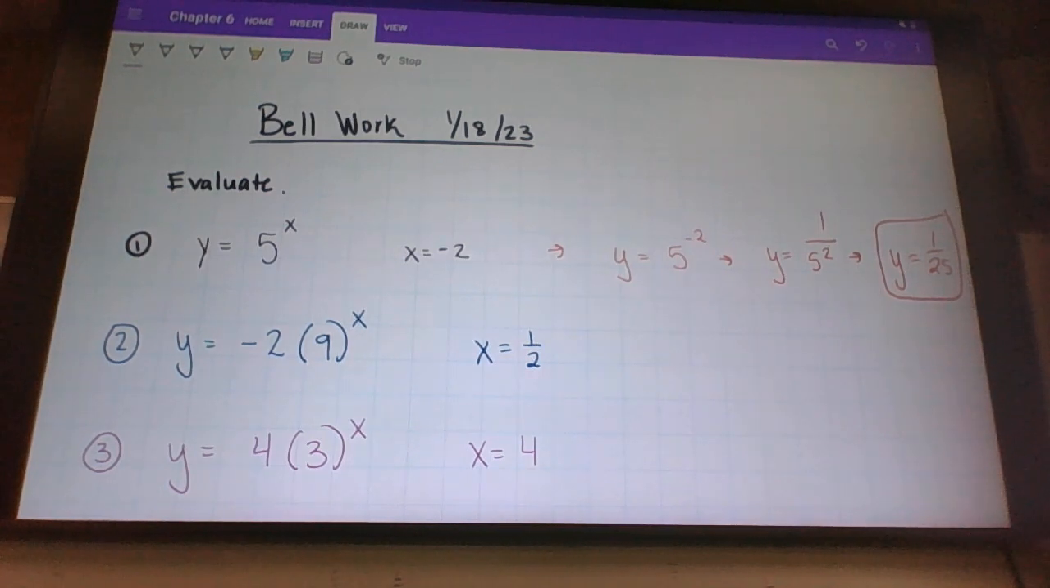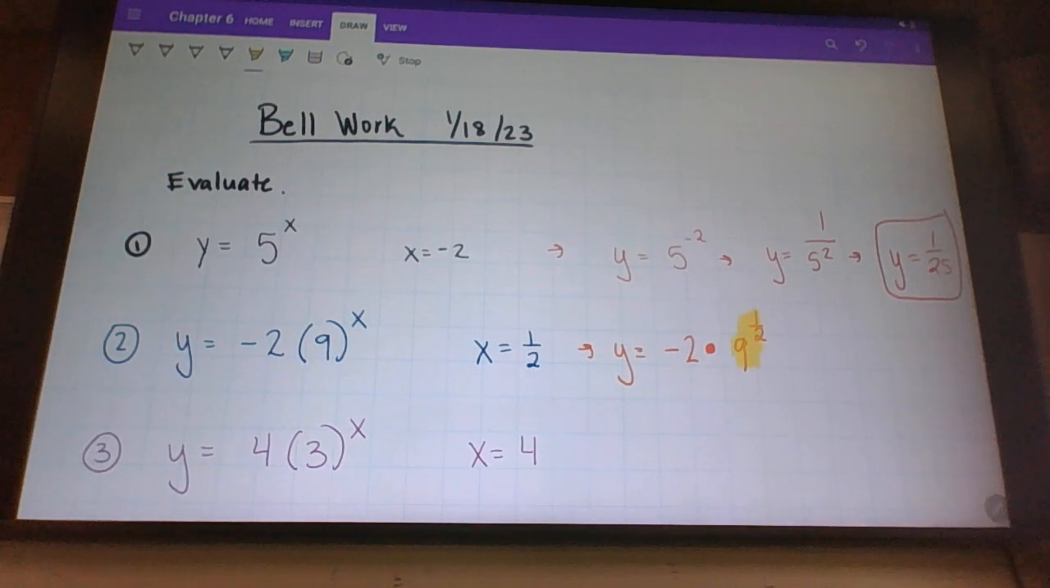Well, all of them aren't fractions, though, right? Alright, let's do number 2. So y equals negative 2 times 9 to the 1/2. Wait a minute. That's 3, I said yesterday. How do I do 9 to the 1/2?